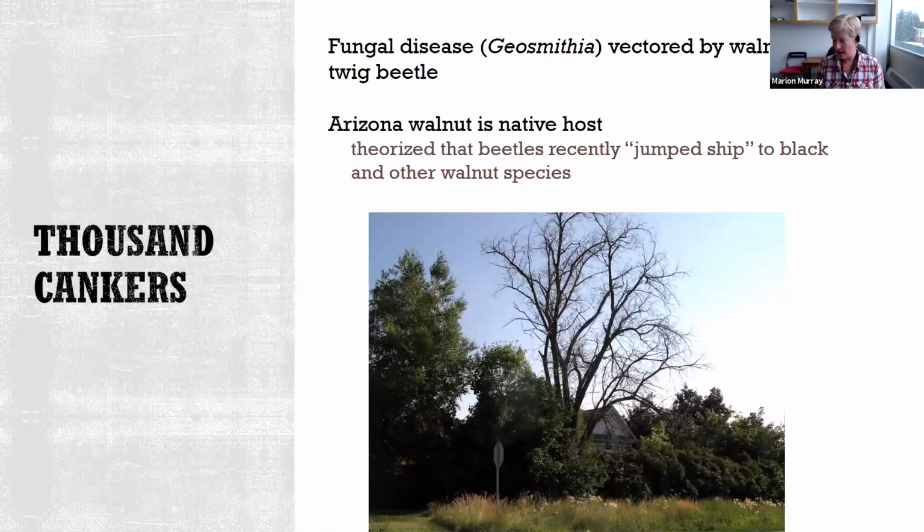Okay. All right, so thousand cankers disease. I'll move a little more quickly so we can get to the questions. This is a complex where the fungal disease is actually spread by an insect, the walnut twig beetle. It was first identified by Colorado State University entomologists and plant pathologists about 10 years ago.